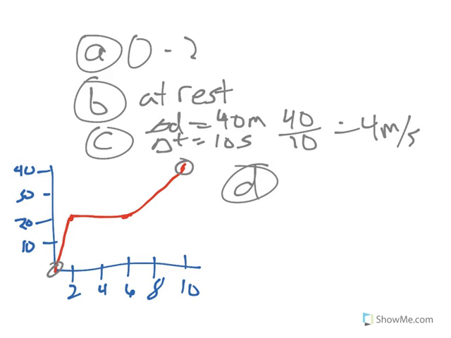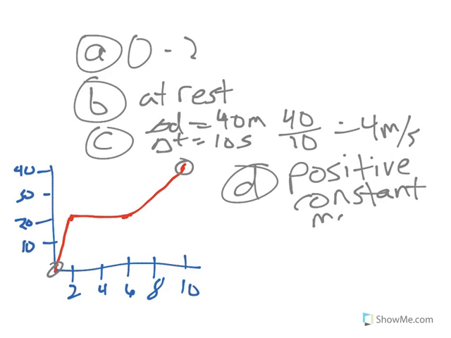D. Describe the motion in words between 6 and 10 seconds. Alright, between 6 and 10 seconds, it's going at a positive speed because it's going forward. It's not coming back down. And it's got constant motion. Anytime the line is straight, it's constant motion.